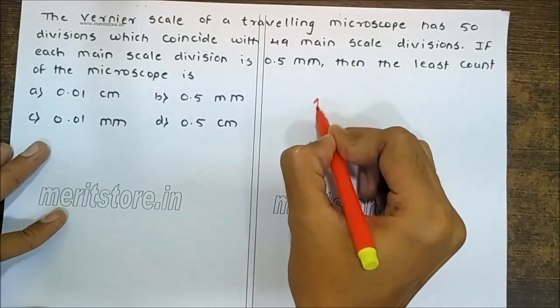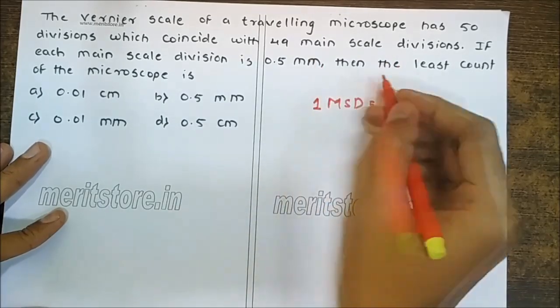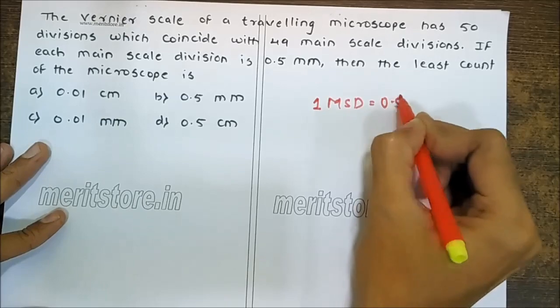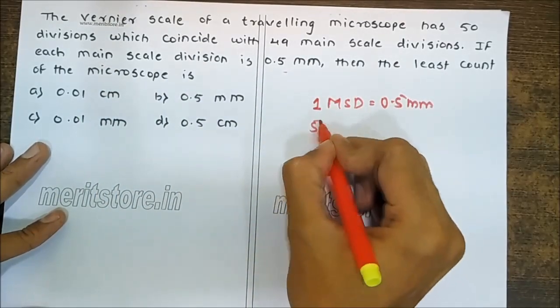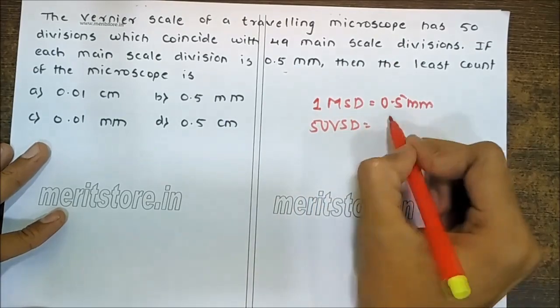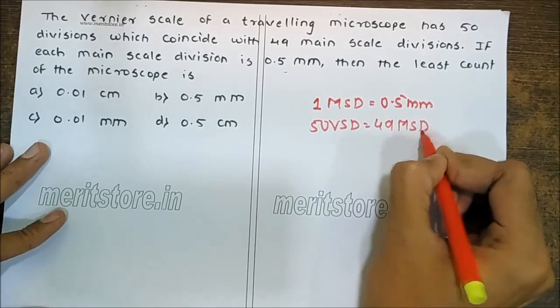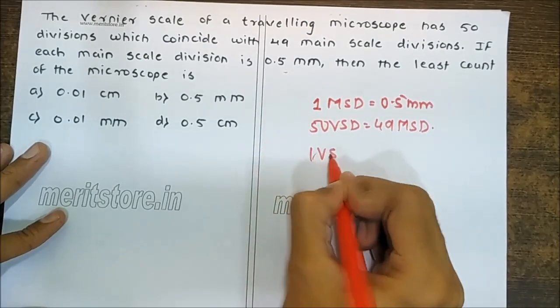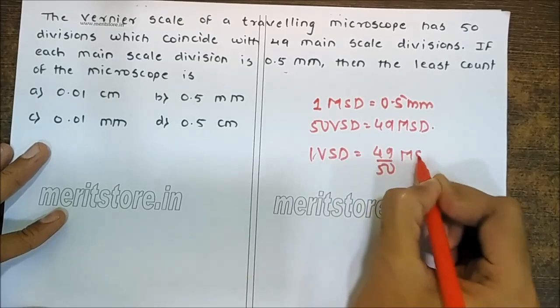So one main scale division will be how much? It will be 0.5 mm. Okay, each main scale division is 0.5 mm. So 50 Vernier scale divisions, which coincide with the 49 main scale divisions, will be equal to 49 main scale divisions. Okay, so one Vernier scale division will be equal to 49 upon 50 main scale divisions.